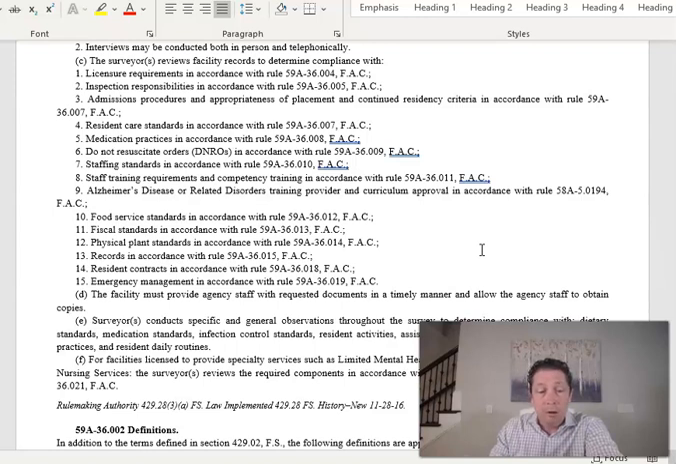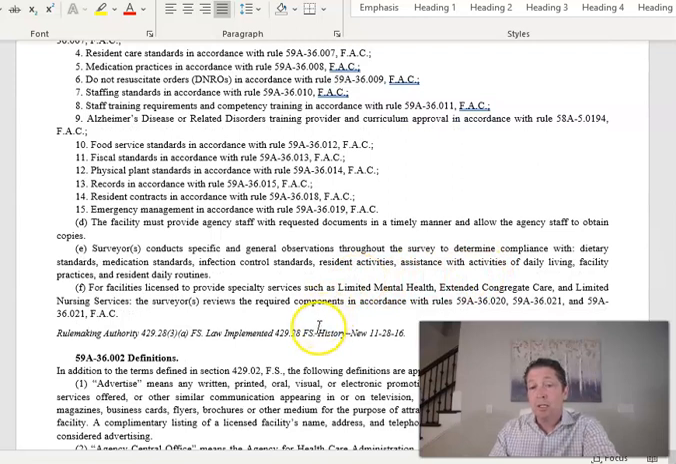Food service standards: are the people who are serving food trained in accordance with 59A? Physical standards, fiscal standards, physical plant standards, records in accordance with 59A. Resident contracts, they're going to make sure your contracts are in accordance with 59A and also 429. Emergency management, they're going to look at your emergency plan. And the facility must provide agency staff with the requested documents in a timely manner and allow agency staff to obtain copies. E, the surveyor conducts specific and general observations throughout the survey to determine compliance with dietary standards, medication standards, infection control standards, resident activities, assistance with activities of daily living, and so on and so forth.